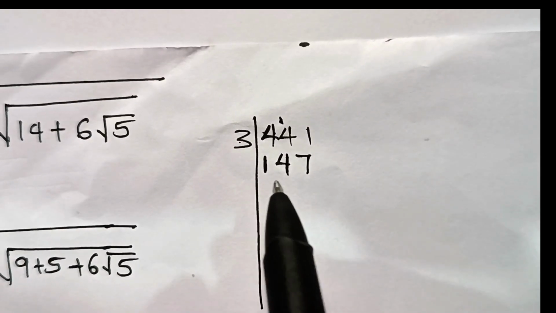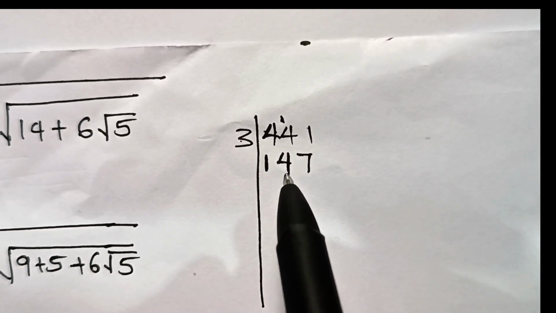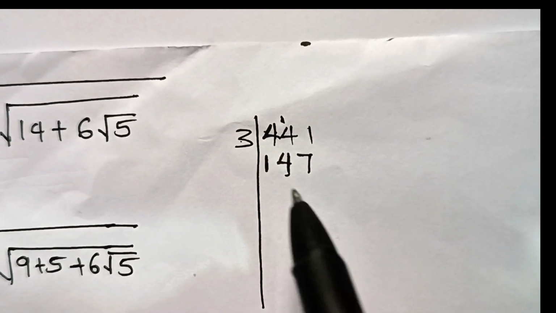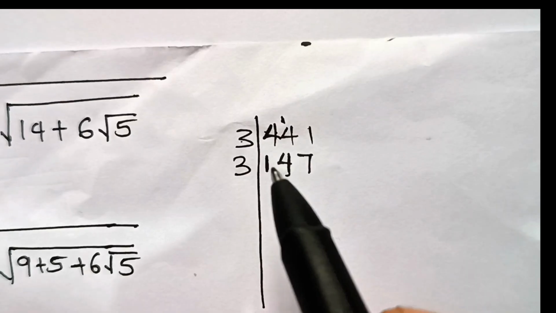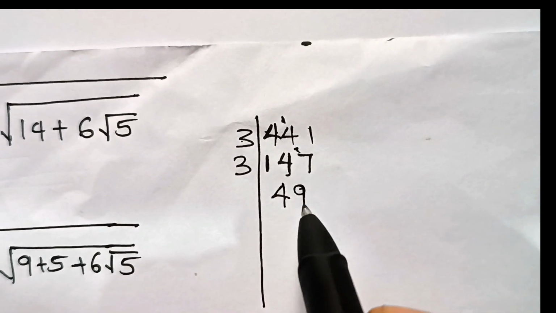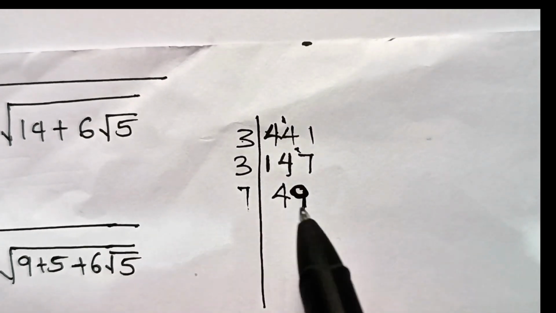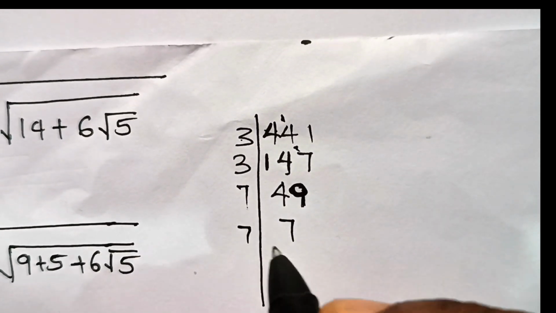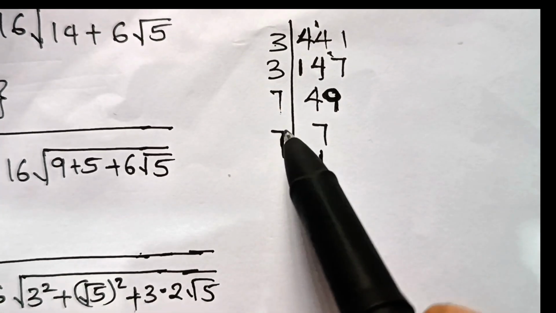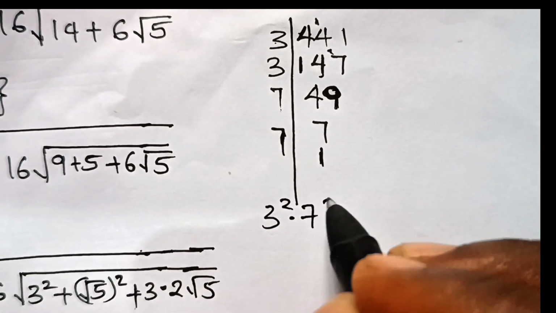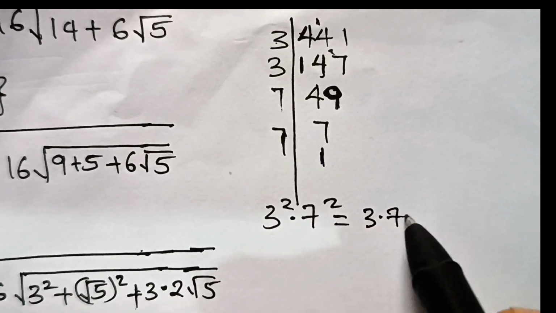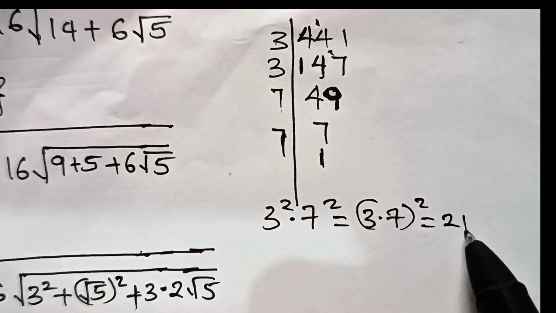Now let's check if this is divisible by 3 again. So 1 plus 4 is 5, 5 plus 7 is 12. So 12 is divisible by 3, so 3 can divide this. We go again. 14 divided by 3 is 4, remainder 2. 27 divided by 3 is 9. Now this is very obvious that 7 can divide this to give us 7 and 7 can divide this to give us 1. So you can see that this is 3 squared times 7 squared, which is the same thing as 3 multiplied by 7 all squared, which is the same thing as 21 squared.